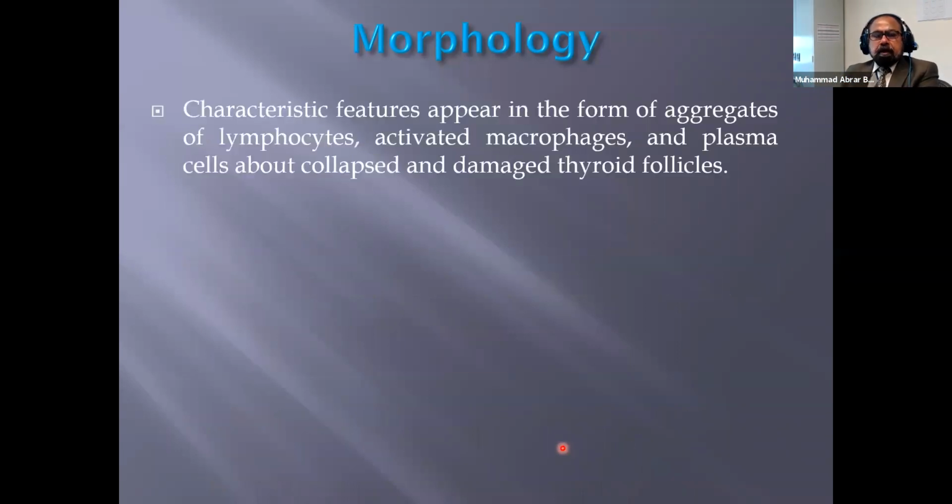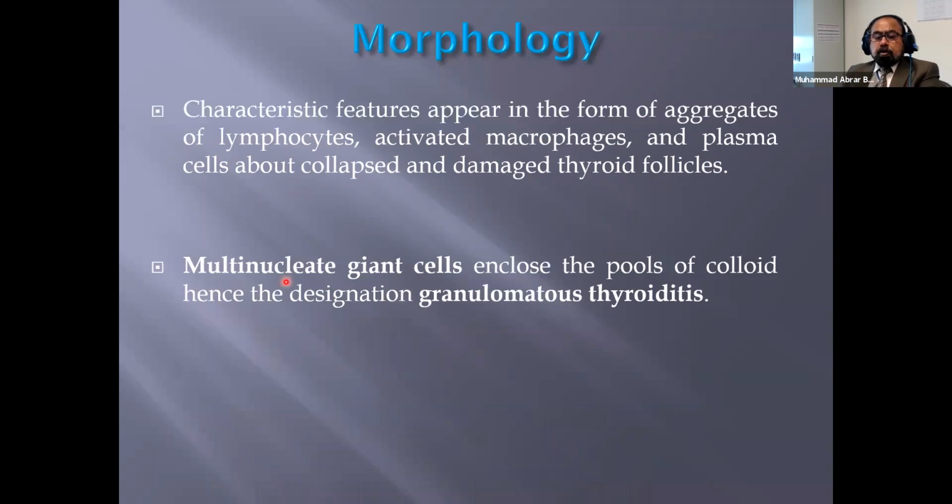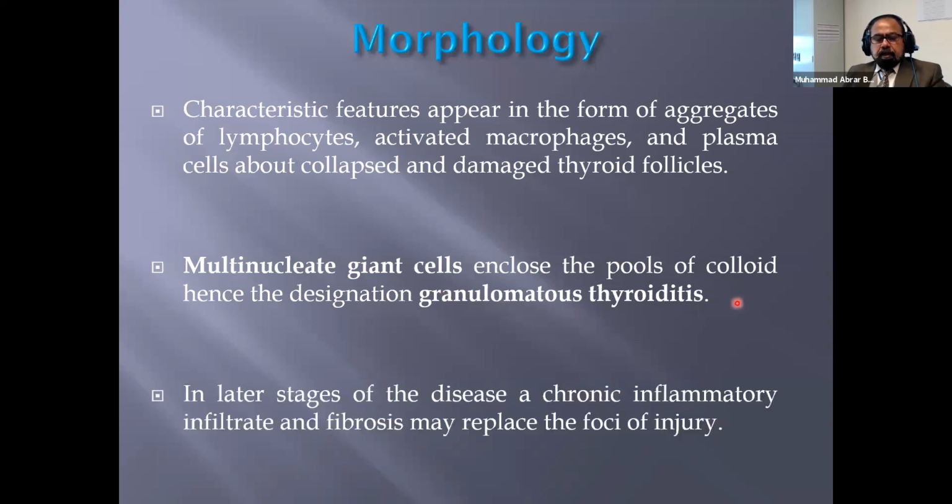After that, you see aggregates of lymphocytes, activated macrophages, plasma cells about the collapsed or damaged follicles. So as these cells are coming more and more, they are then accumulated. You can see also multinucleated giant cells, which is really important, enclosing the pool of colloid, hence designated as granulomatous thyroiditis. In the later stage, you can see more and more chronic inflammatory infiltrate and fibrosis replacing the area.